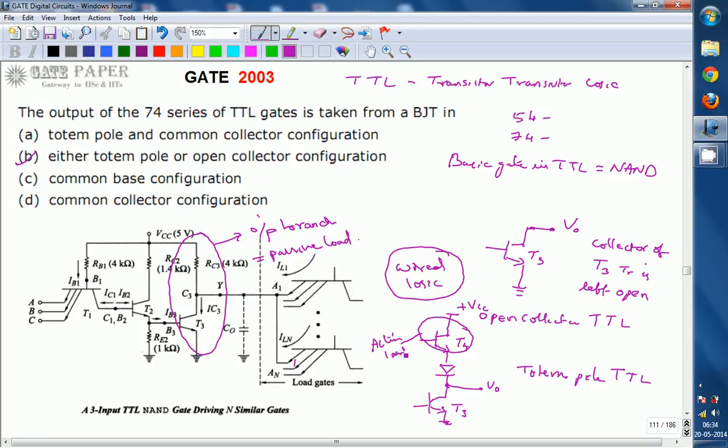So the right option for this question: the output of TTL gates is taken from a BJT either in totem pole configuration or in open collector configuration. The right option is B. Thank you.